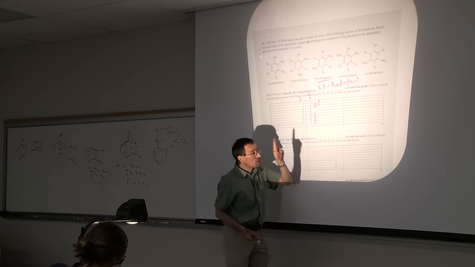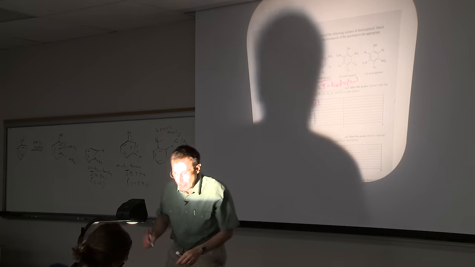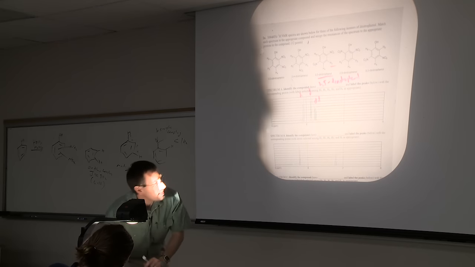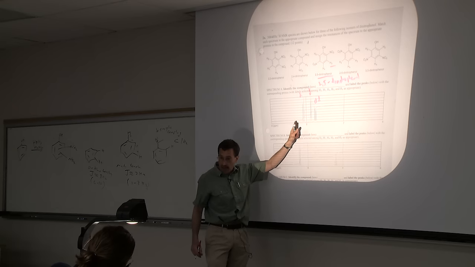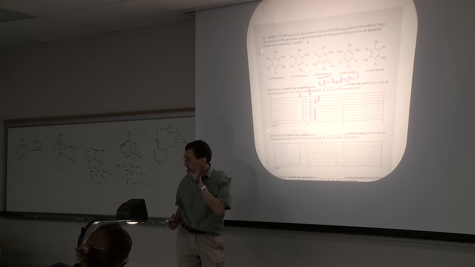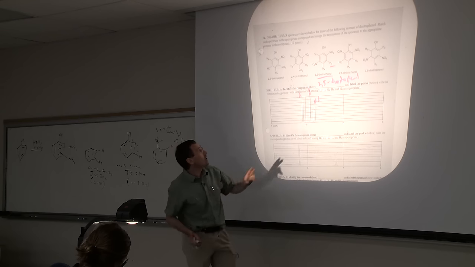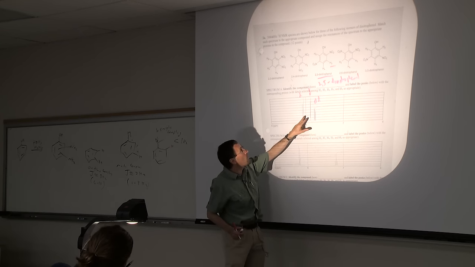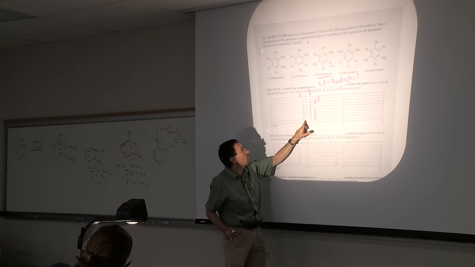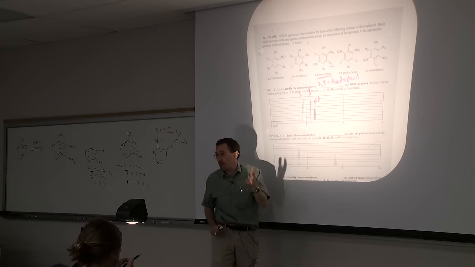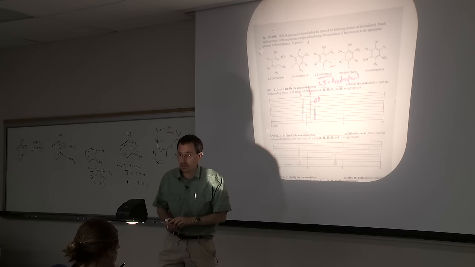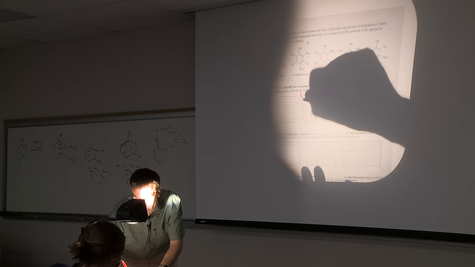All right, H3 is a proton that only has one coupling partner. Paracoupling is very, very small. So H3 has an orthocoupling to H4. And that gives rise to a doublet with a J of about 8 hertz. In other words, a sizable J.